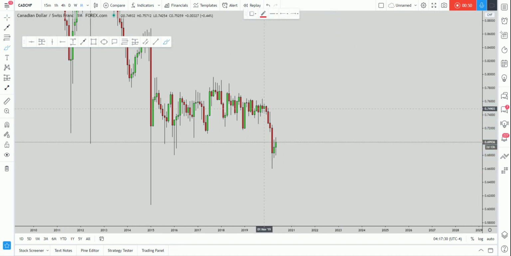From a pattern perspective, what do you expect? Impulse correction and continuation to the downside, right? But at the same time, this level has been acting as a very strong demand area for CAD CHF, and we might see a deeper retracement.